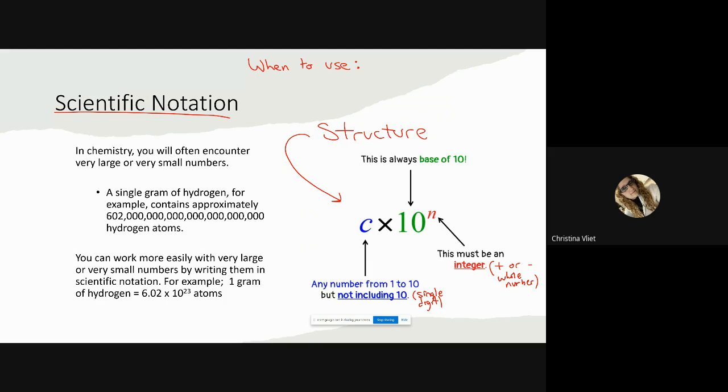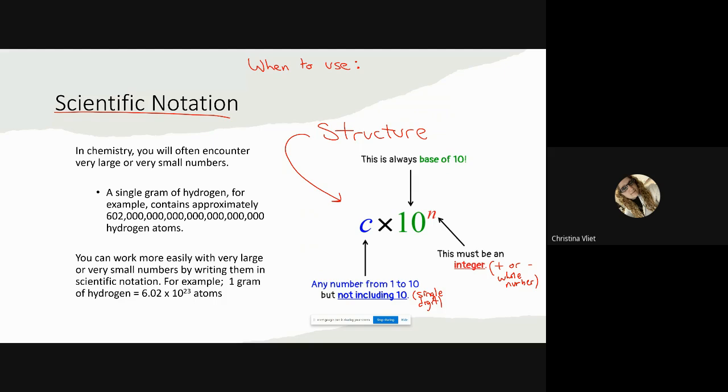That's a lot. And you're not going to be able to count atoms in this class. Absolutely not. Can't see them. They're too small. But yet we know that there's a lot of them. And so if I need to say an amount of how many atoms I have, I'm going to need to express it in scientific notation.